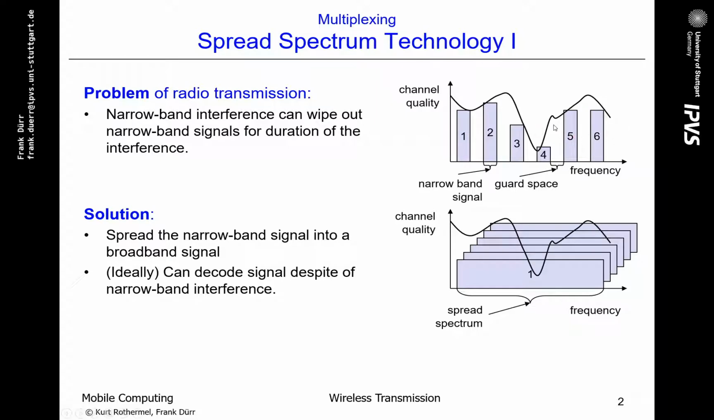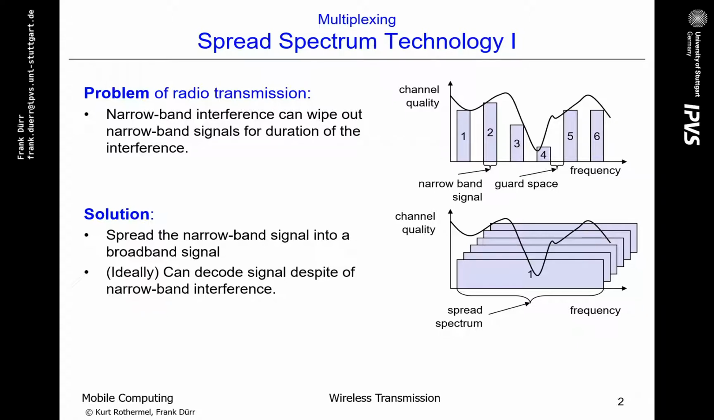The second thing is that narrowband interference might not always be at the same place in the radio spectrum. It might depend on a certain device that you turn on or off that is causing interference at some certain portions of the frequency spectrum.